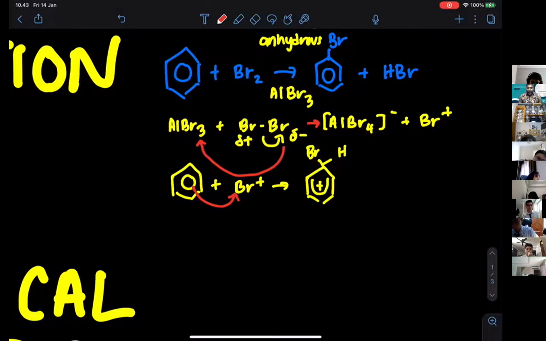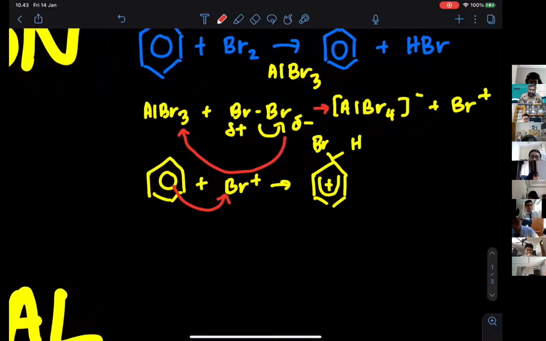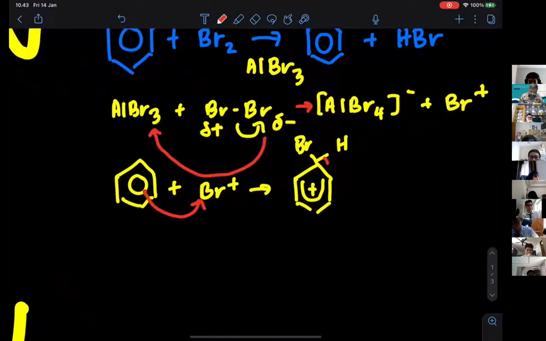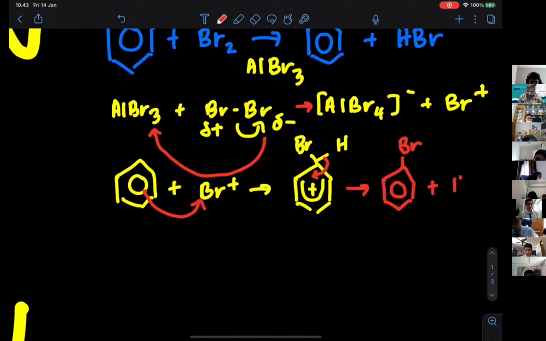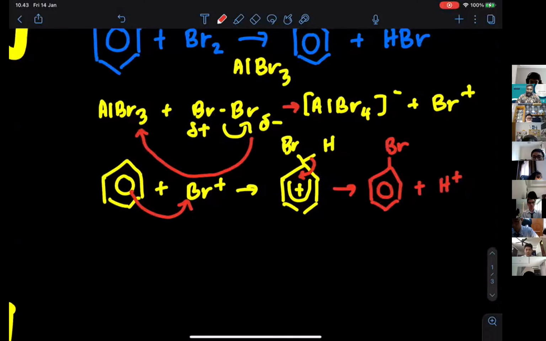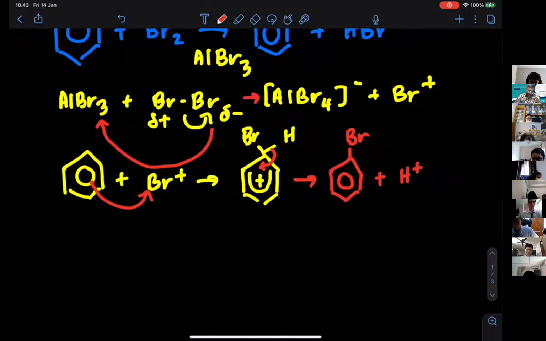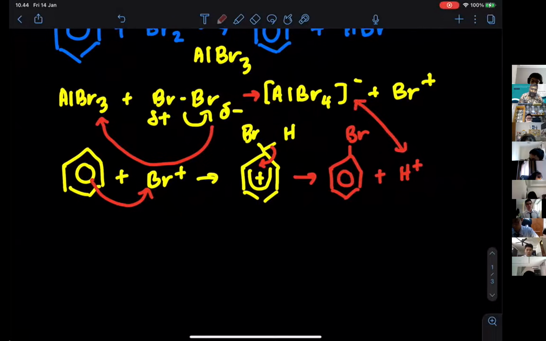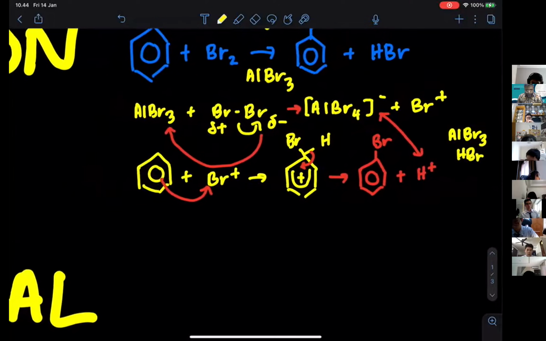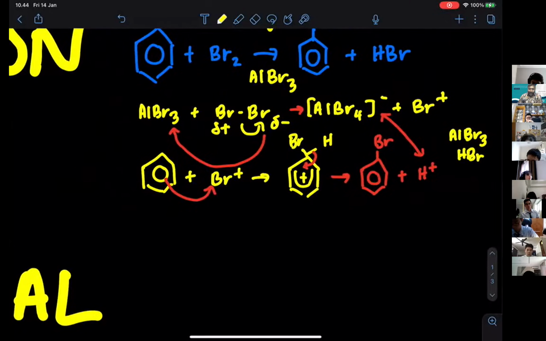Now, if you look at it, the electrons need the electron back, so the pair of electrons will start to move in. You are going to get the bromobenzene, and then the H plus. Do remember the H plus can join with the AlBr4 minus, where they can give you AlBr3 again, and also the HBr. This is the mechanism of the reaction when it comes to benzene.